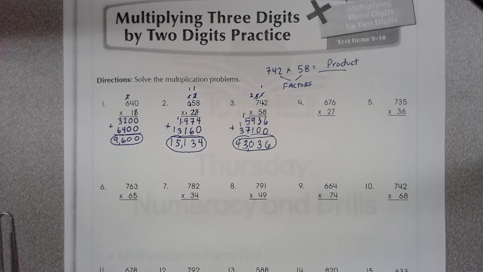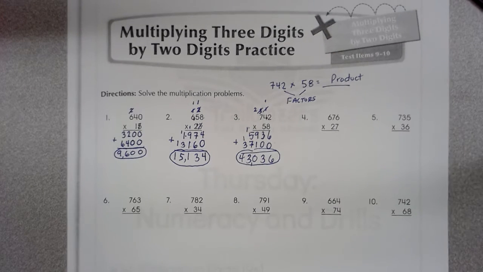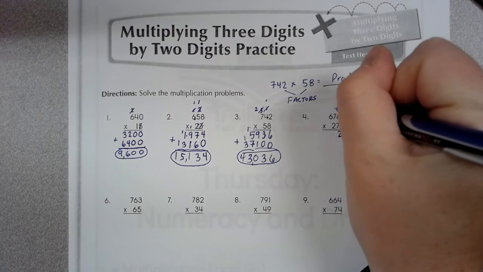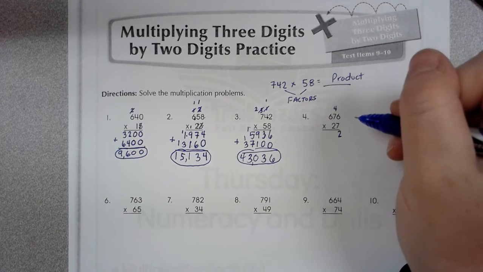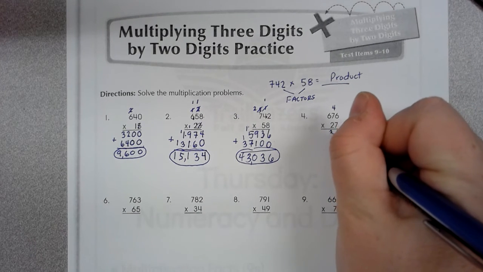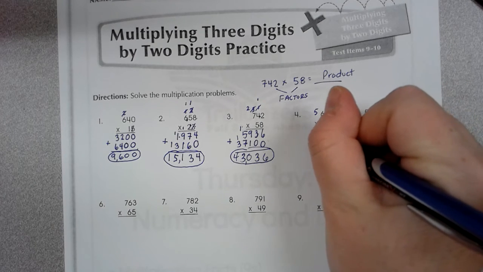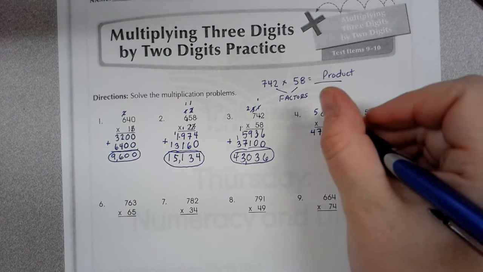Number 4 is 676 times 27. So just like before, you start in your ones place. 7 times 6 is 42, so 2's right there. Carry my 4. 7 times 7 is 49, plus 4 is 53. 6 times 7 is 42, plus 5 is 47. Is that right? Yes, it is.